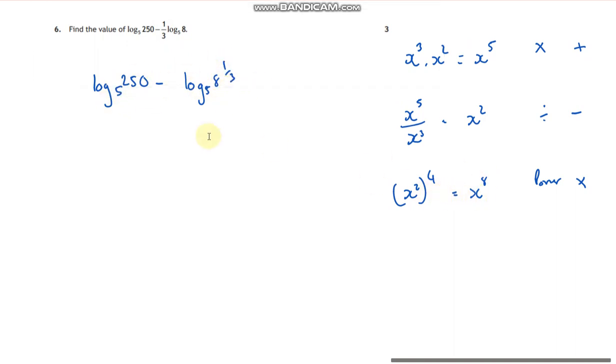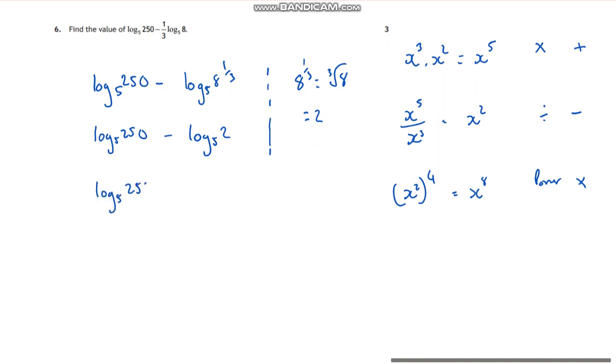So this, I can do the sum, can't I? I can say, right, log base 5 of 250, and again with our indices rules, I should know that 8 to the power of a third is the cube root of 8. So 8 to the power of a third equals the cube root of 8, which is just saying what times what times what is 8. So that's going to be 2. I've got a takeaway, so that means that I can do log base 5 of 250 divided by 2.